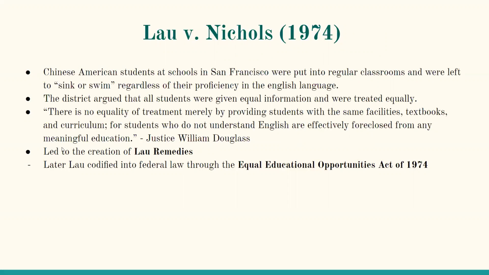Now, the defense, Justice William Douglas, stated that there is no equality of treatment merely by providing students with the same facilities, textbooks, and curriculum, for students who do not understand English are effectively foreclosed from any meaningful education. So pretty much the defense of this argument is that, sure, you're giving them all the same books and you're teaching them all the same things, but what good does that do if they don't understand English and they're not all learning the same thing? Not everybody knows what they should know based on a teacher's curriculum, based on a book.